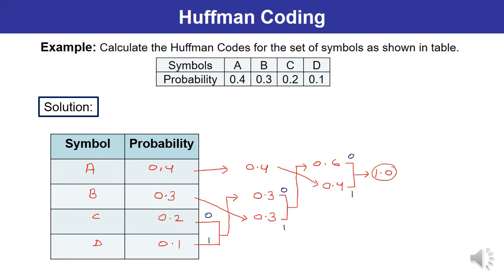I hope this process is now clear to you. But when you have to write the codes, you have to write from backward, from right to the left. See how to write down the code words.